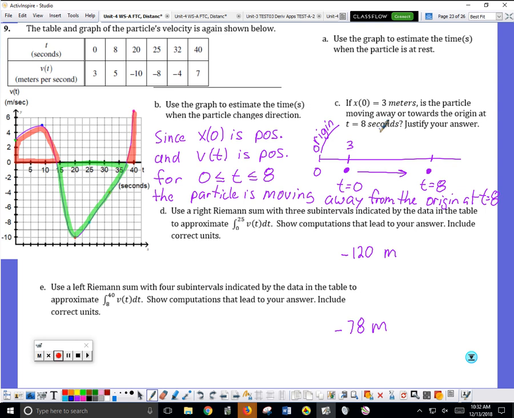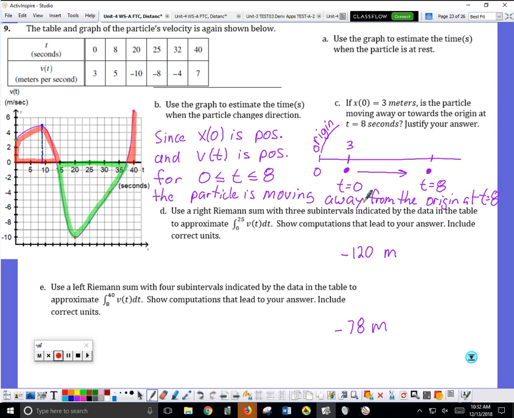Well, from time 0 until time 8, the velocity was always positive. So the particle was here and it moved to the right. So during all of this time, the particle is still moving away from the origin. The way you justify that is you tell the grader the particle's position at time 0 is positive. So the particle starts to the right. The velocity is then positive for the next 8 seconds. So the particle has to be moving away from the origin.